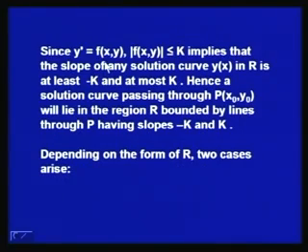Now, since dy/dx = f(x, y), |f(x, y)| ≤ k implies that |dy/dx| ≤ k. That is to say that the slope of any solution curve y(x) in the region R is at least −k and at most +k, and hence a solution curve passing through the point P, that is (x₀, y₀), will lie in the region R bounded by the lines through P having slopes −k and +k. Now, depending on the form of the region R, there arise two cases.